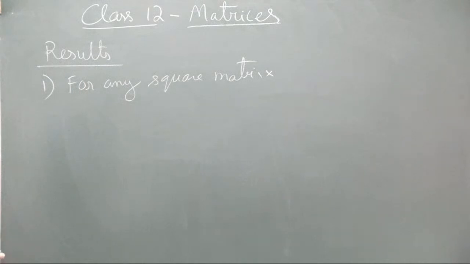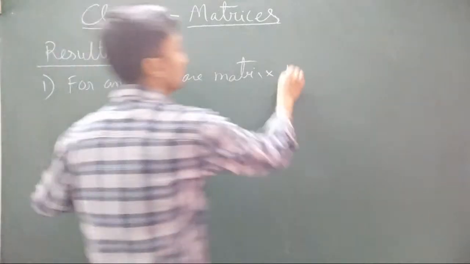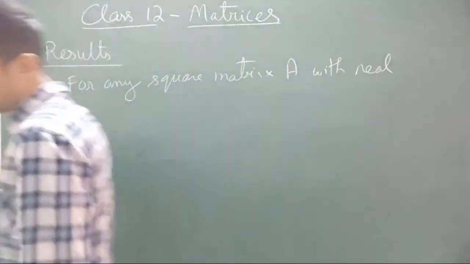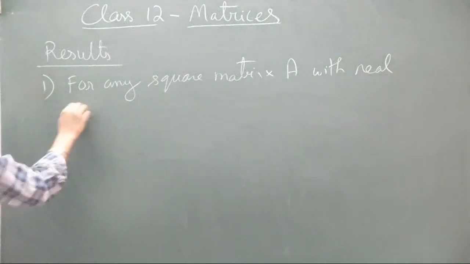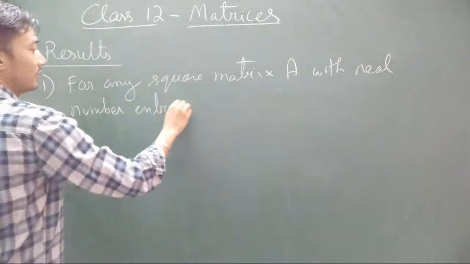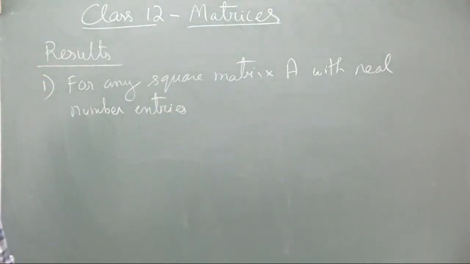But these are some basic important properties. Like, for any square matrix A with real number entries. Real number entries means like with real numbers, not imaginary numbers or complex numbers and so on.